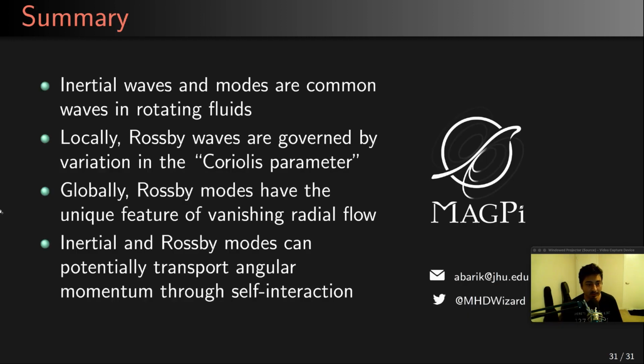So in summary, inertial waves and modes are common waves in rotating fluids. And locally, Rossby waves are governed by the variation in Coriolis parameter. That's what they're governed by. You can also perform global analysis, and global Rossby modes have the unique feature of vanishing radial flow. That's the main approximation that goes in there. So they're also often known as toroidal modes, because there's very little radial flow. And inertial and Rossby modes can also potentially transport angular momentum through self-interaction.